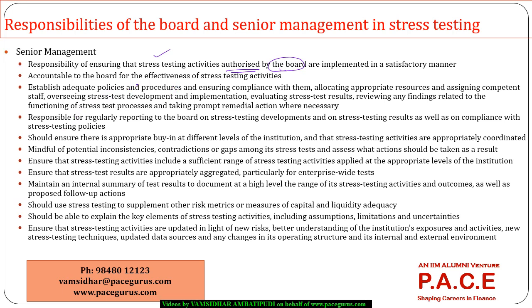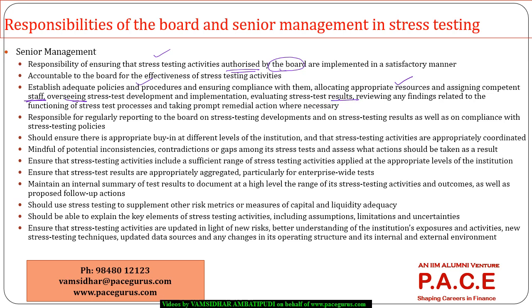They are responsible for ensuring that the policies, procedures, and documentation are adequate. They have the required number of resources, whether human resources, capital resources, or software resources. So they should ensure that there are adequate resources, and that people who are working in stress testing are all competent. So there should be an overseeing of the overall stress testing program, ensuring that it is implemented properly.